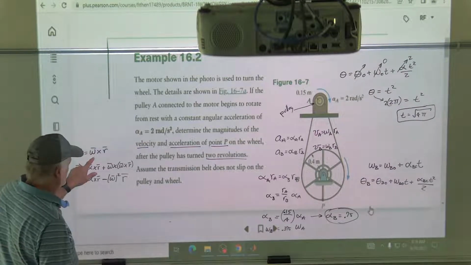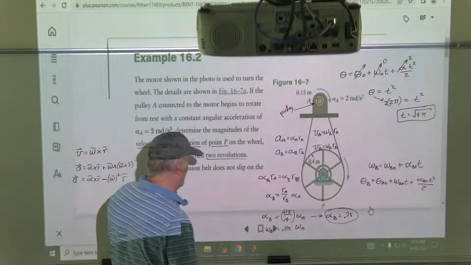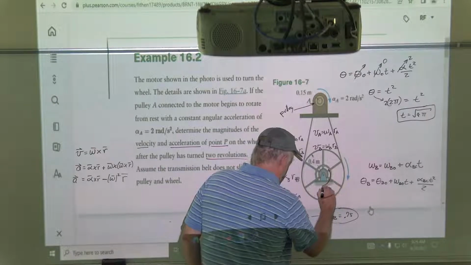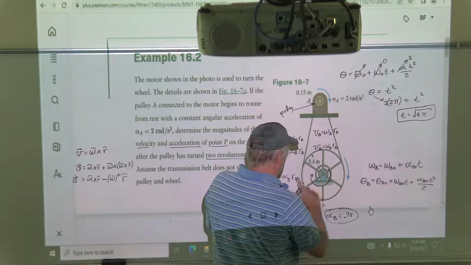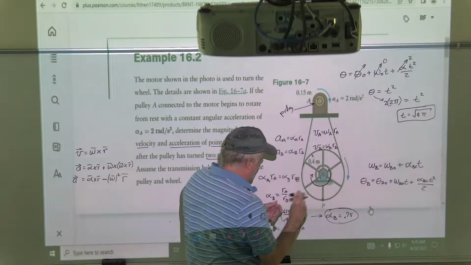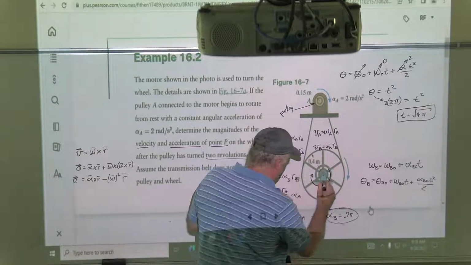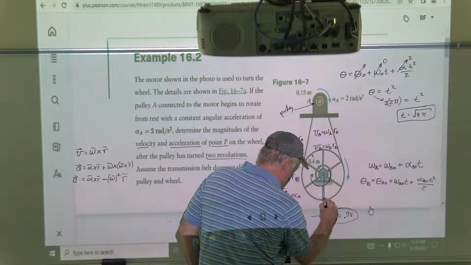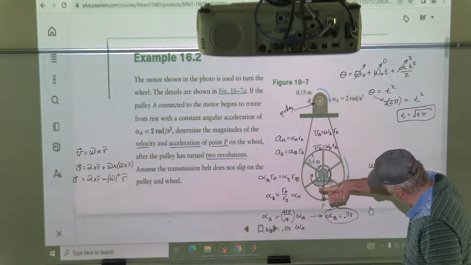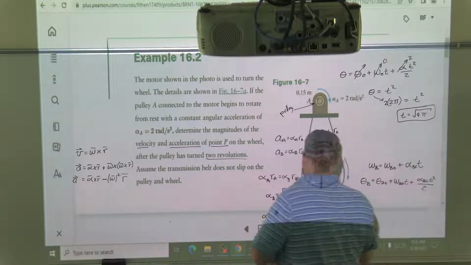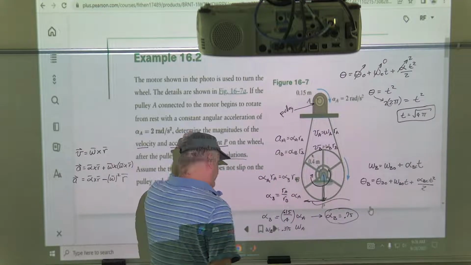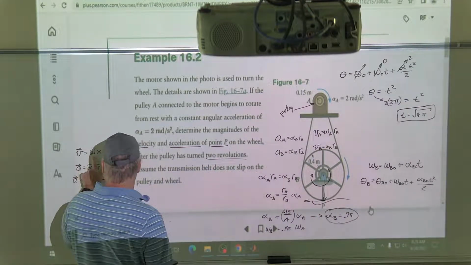So let's do it this way. Omega cross r, what's the velocity of that point? Here we're just looking at the wheel. The wheel is spinning this way, meaning the vector goes into the board. If the vector goes into the board and the r at this point P goes this direction, we cross it with that vector, which means that the velocity looks like that. You already knew that, but that's what the cross product does.